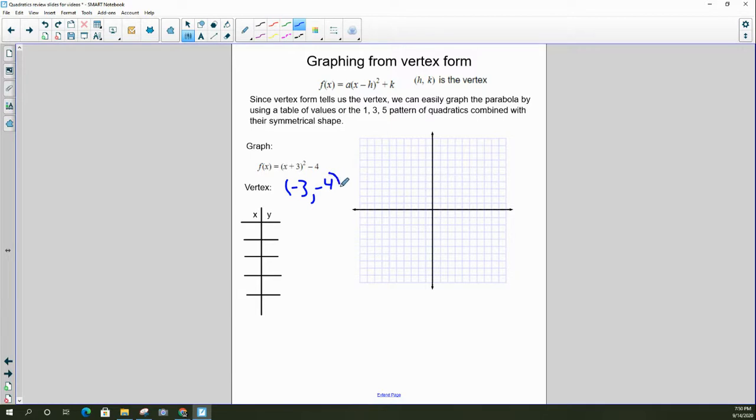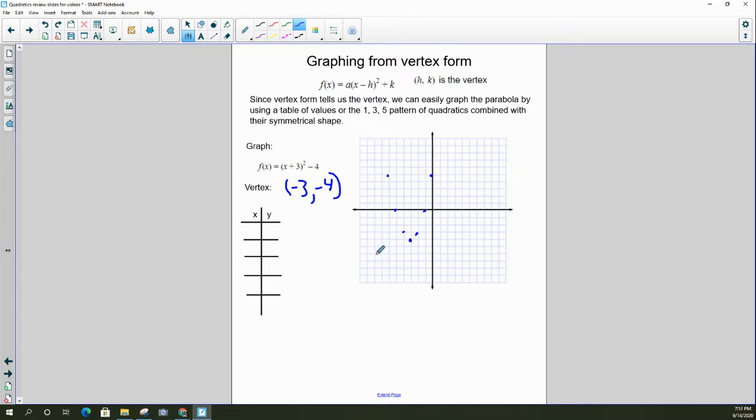So now I have two options here. I could use the pattern or the table. What I'll do is show you the pattern first, and then I will confirm it with the table. All right, so my vertex is (negative 3, negative 4). And then my pattern: over 1, up 1, over 1, up 3, over 1, up 5. And again, now we'll use the symmetry around the vertex to find these other pieces. And so those are my points.